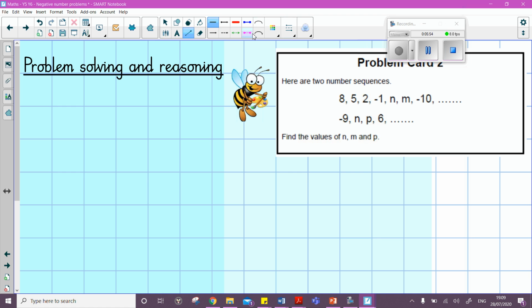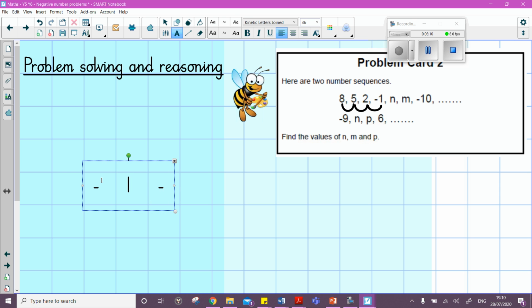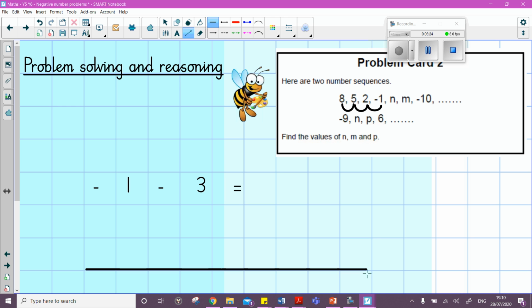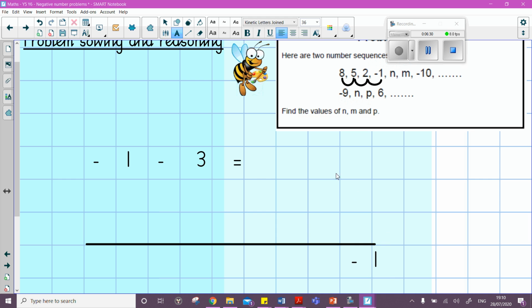So if I have a look at what it is decreasing by, the difference between 8 and 5 is 3. The difference between 5 and 2 is 3. The difference between 2 and negative 1 is 3. So I must subtract 3 again to find out what n is. So I will have negative 1 subtract 3. And if that were on a number line again, just to support me that little bit more, I could put negative 1 here and I could count back my 3 steps.